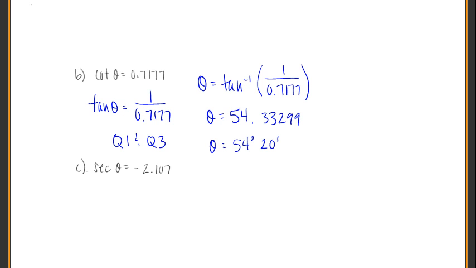Okay, so we want to convert 54 degrees and 20 minutes to really what are the answers in quadrants 1 and 3. Well, for quadrant 1, we're pretty much done because 54 degrees and 20 minutes is in quadrant 1.